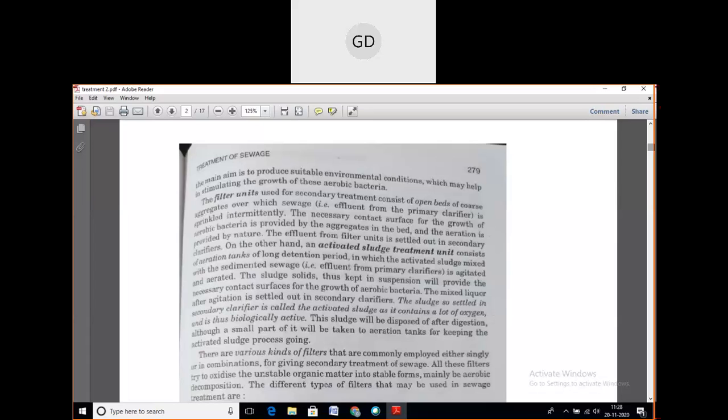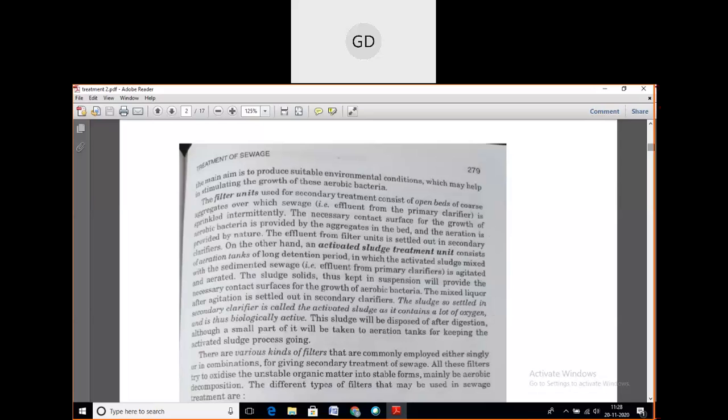So here there is a contact surface between the sewage and the aggregates. The effluent from these filter units is settled out in secondary clarifiers. On the other hand, the activated sludge treatment unit consists of aeration tanks of long detention period, in which the activated sludge is mixed and aerated.